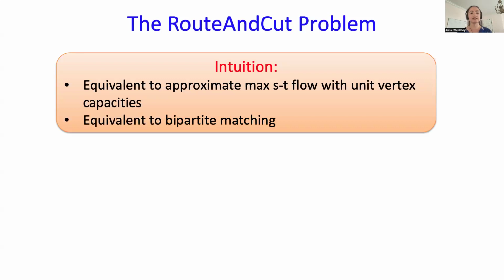And as such, this problem is essentially also equivalent to bipartite matching. It's just going to be more convenient for us to work with it. So what is this route and cut problem?